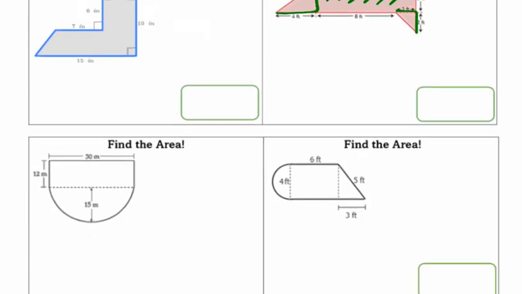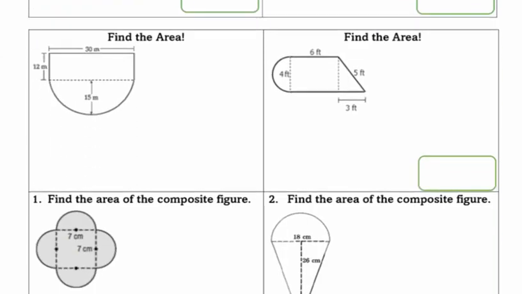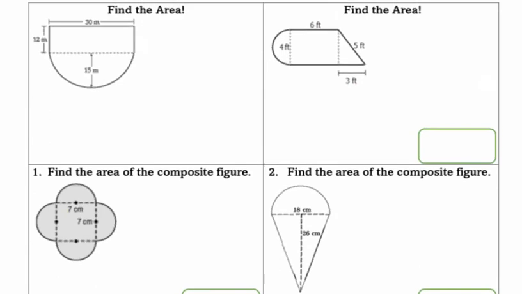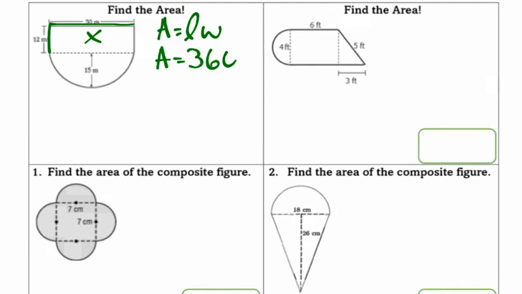Alright, we got 2 more. So the one on the left side seems to be split up into a rectangle on top. That's the length times the width, so the area of that is 12 times 30, or 360. And then we have a half circle on the bottom.